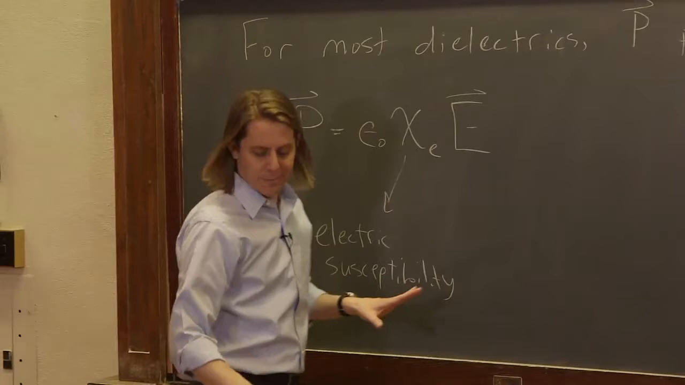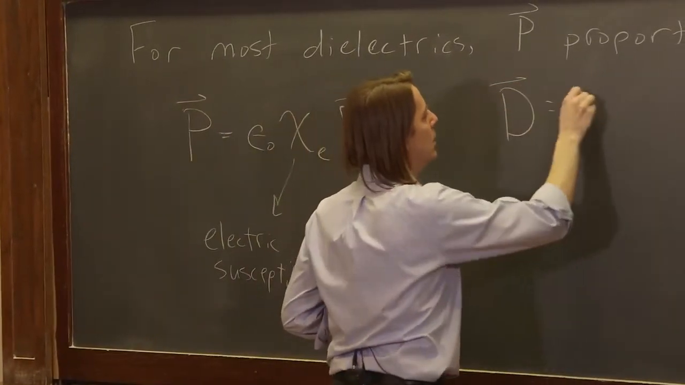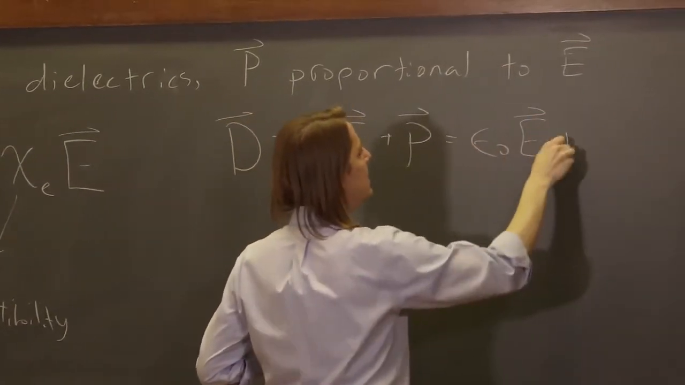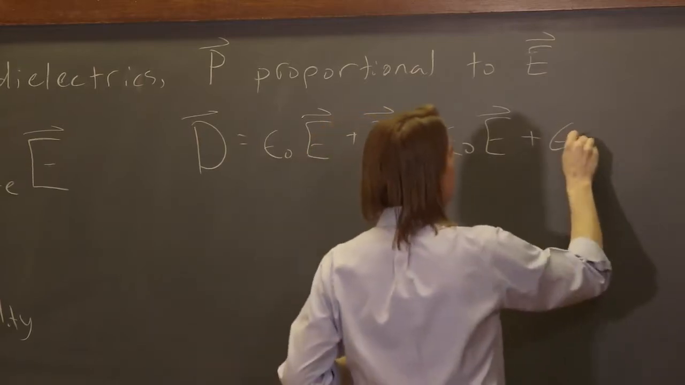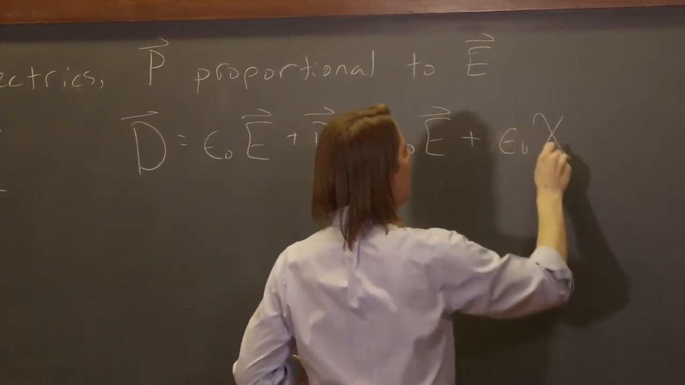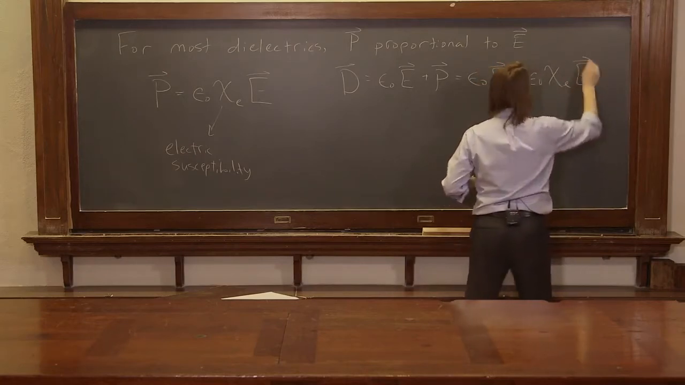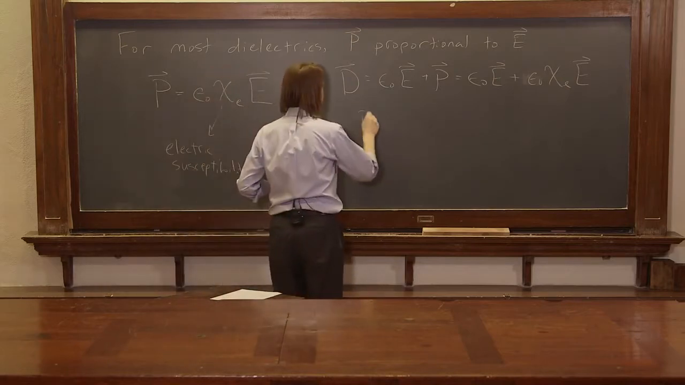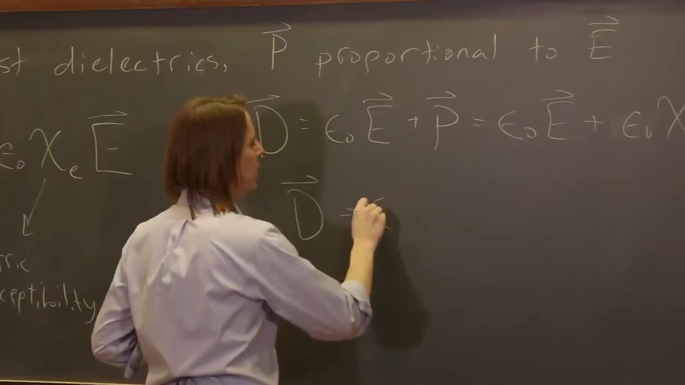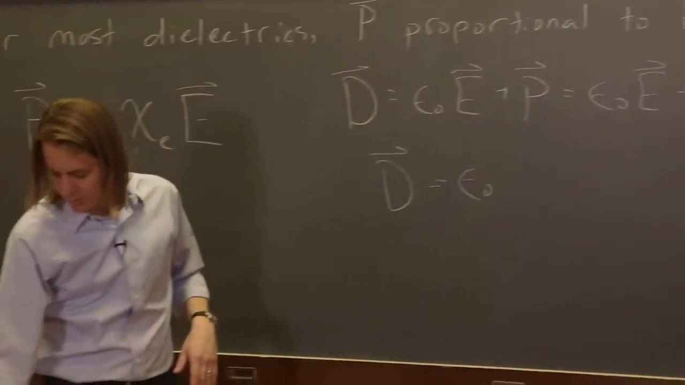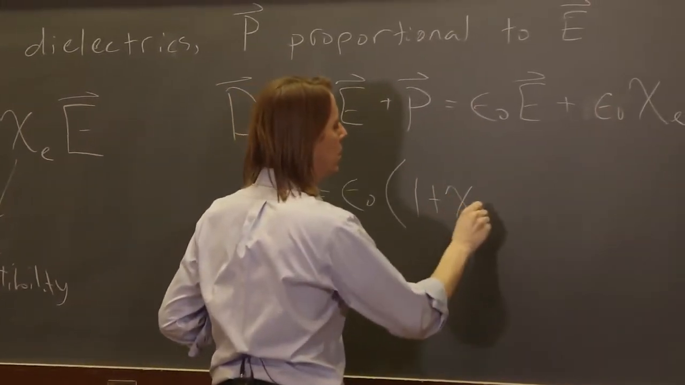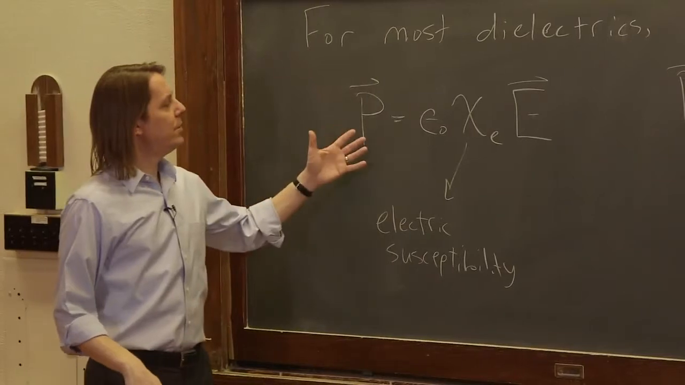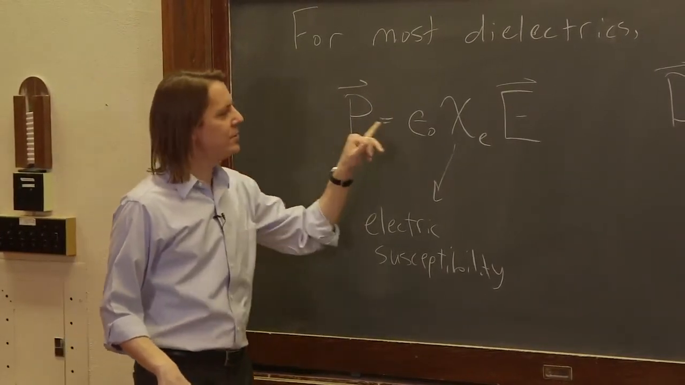Okay, so let's now use that. D is epsilon naught E plus P, therefore it's epsilon naught E plus epsilon naught chi E times E. So now you can see things are starting to simplify, and you get that the displacement field is, we pull out epsilon naught, and then I usually write it, the 1 plus chi E times E. So we have a simple linear relation, or a proportional relationship between the polarization and the electric field.